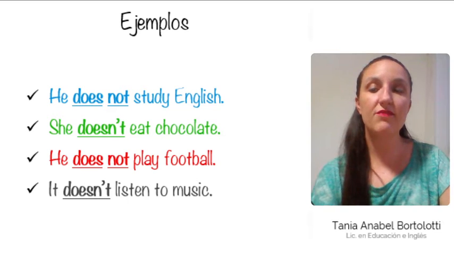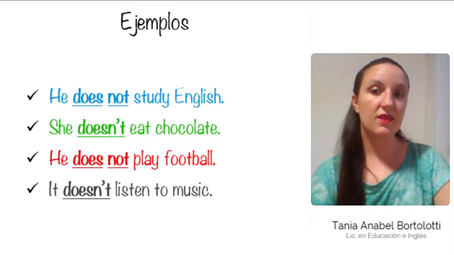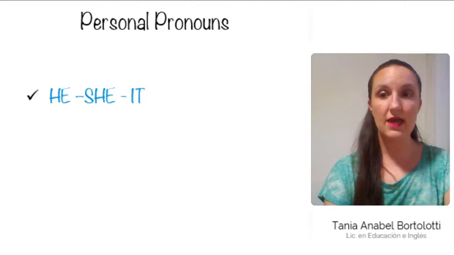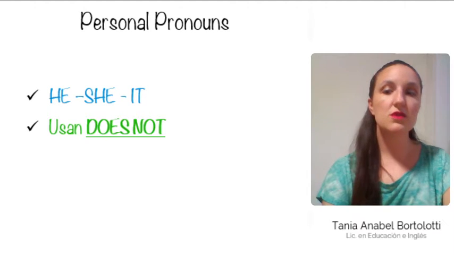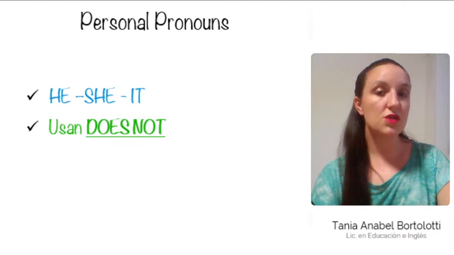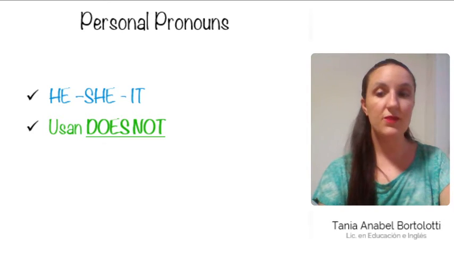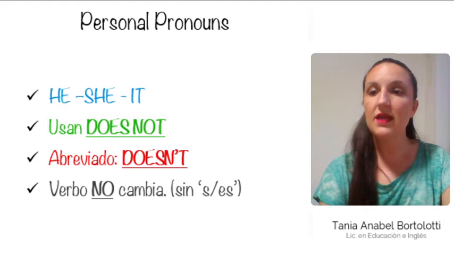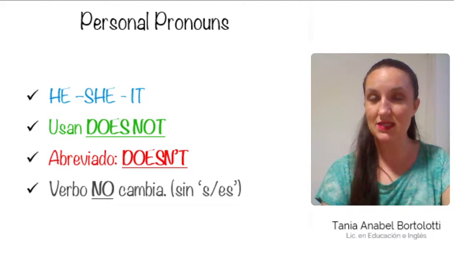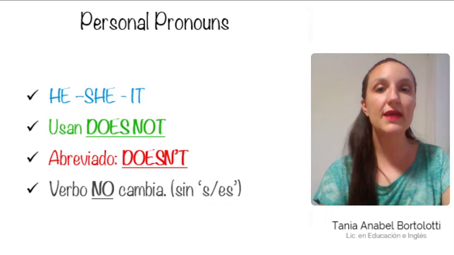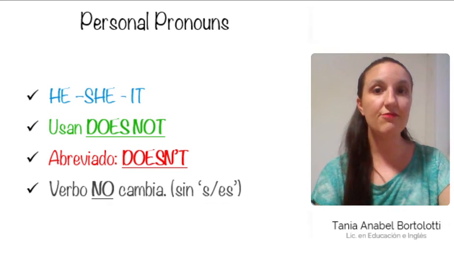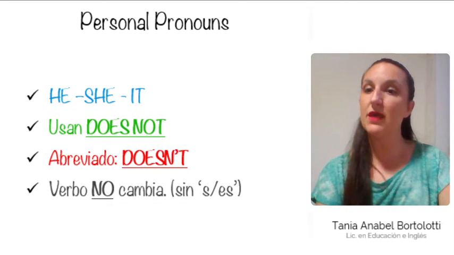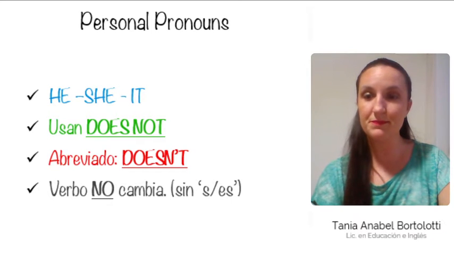Here, what we have is the auxiliary does not, abbreviated into doesn't. That is to say, when he, she, it are used, the auxiliary does not has to be used in the negative. Abbreviated, it is doesn't, and pay attention to the verb. Here the verb doesn't change. That is to say that it remains in the base form, in the infinitive form, without the letter S or ES, because it already is in the auxiliary.